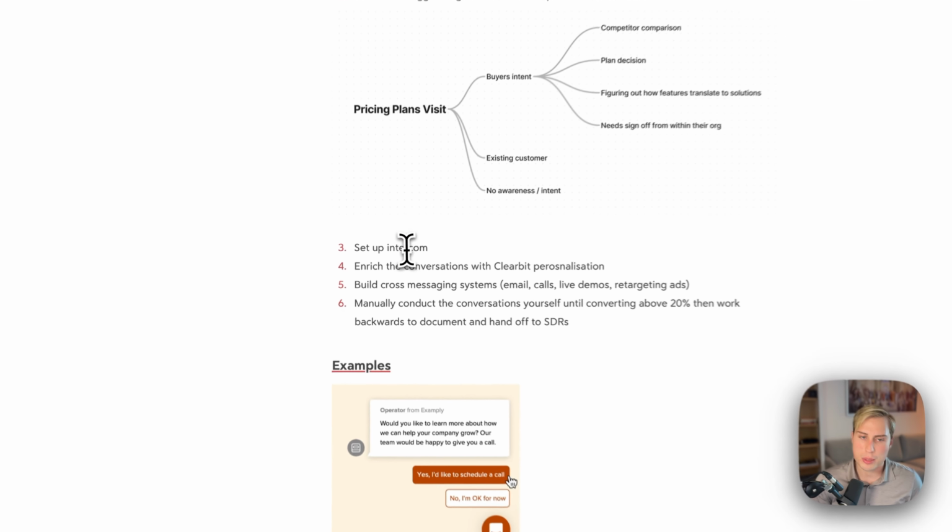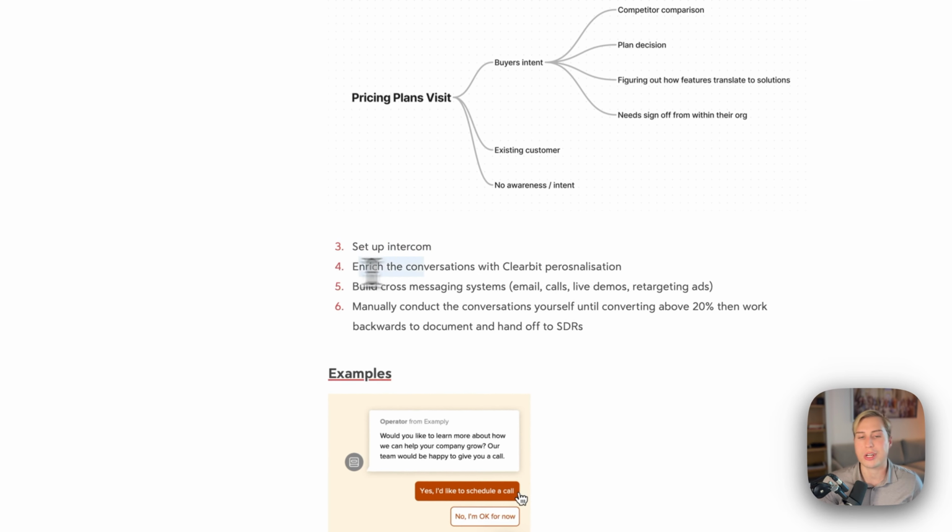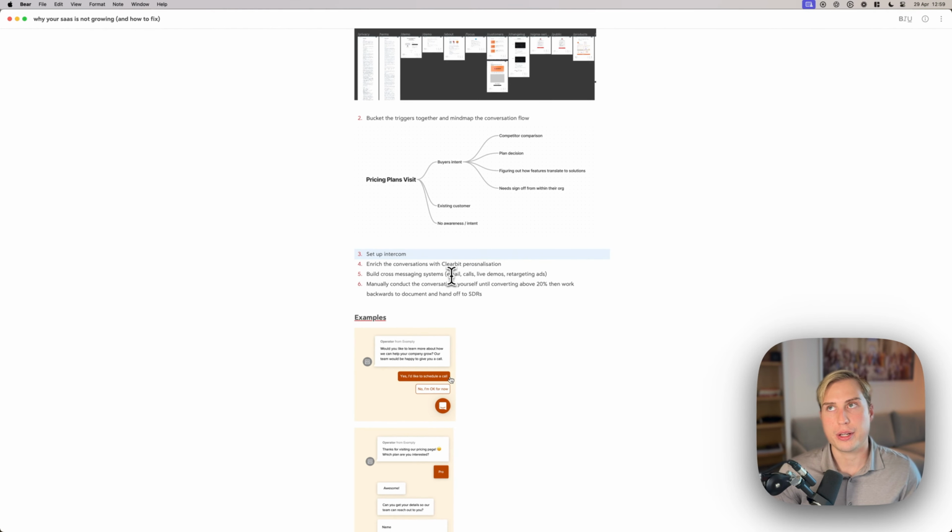The next thing is you're going to set up Intercom. And then what you're going to do is you're going to enrich those conversations, because by default, Intercom can send a message like, hey, great to see you, blah, blah, blah. But with Clearbit connected, you can say, hey, Courtne, great to see you. So you can basically add the personalization because you figure out who they are based on their IP address.